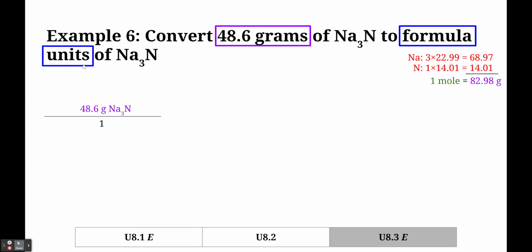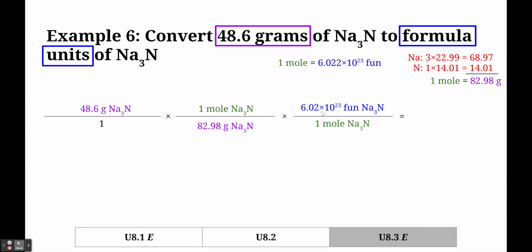My ending unit, I want to end in formula units. So I'm going to need to take my moles that I get from my first conversion and then use the 6.02 number to get it into formula units. So I start with my 48.6 grams over 1. Then my next conversion factor, I put grams on the bottom and I go to moles. And then lastly, I have to go moles to formula units.